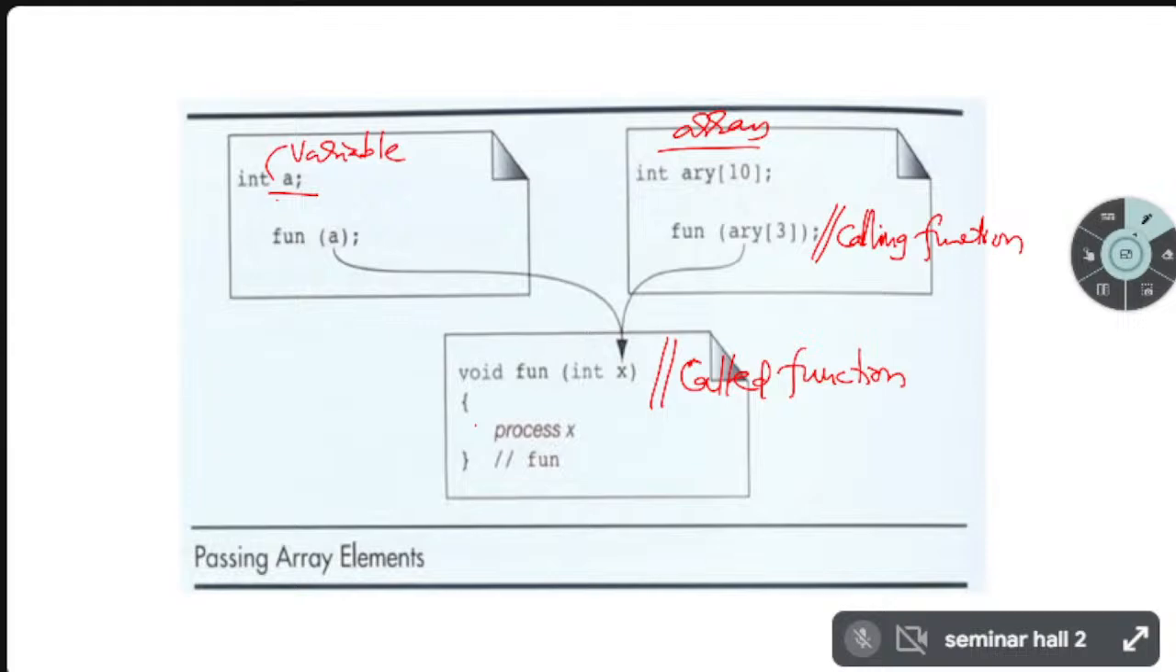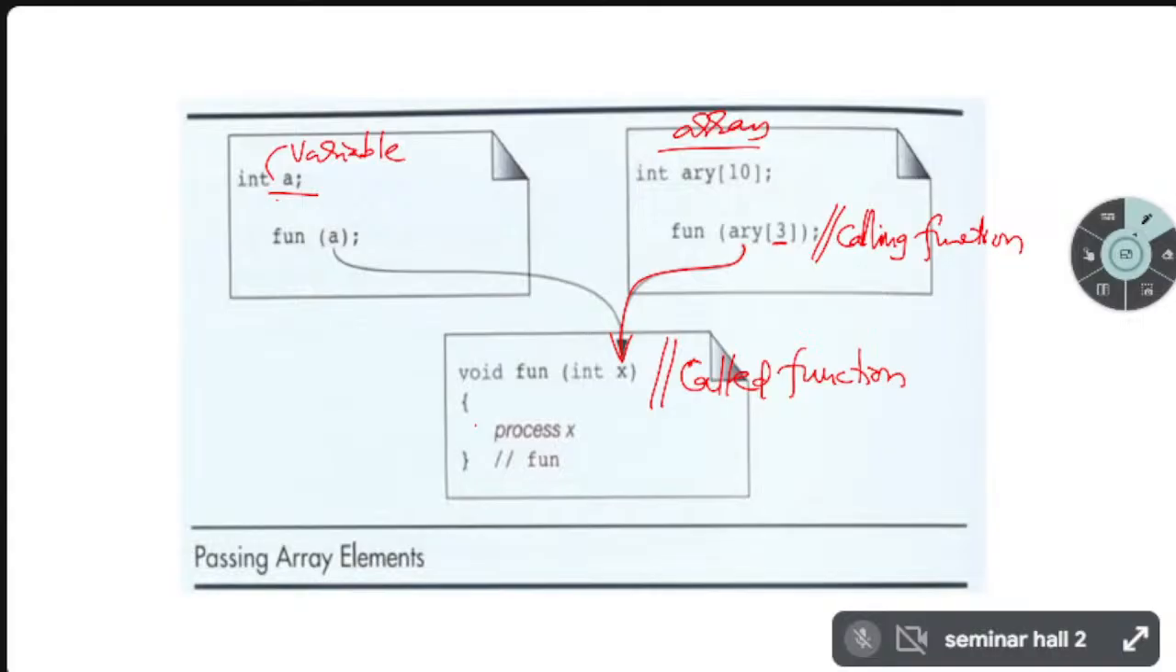Int a, some function, function of a. Int array of 10, actual size is 10, but I am passing here function array of 3. 3 means fourth element, right? Index 3 means fourth element. I am passing the fourth element of an array from this place to this place.